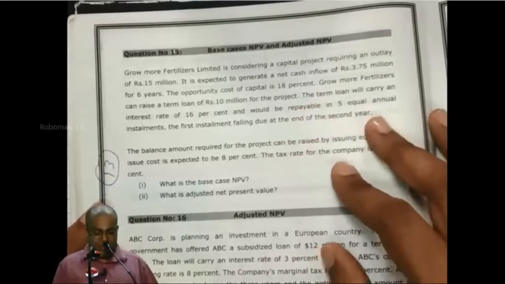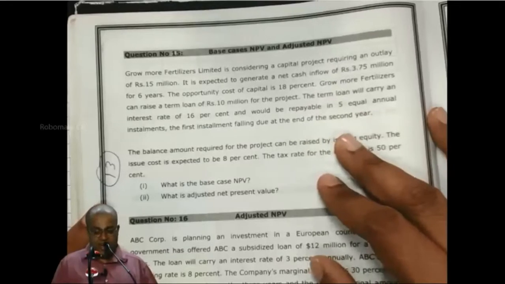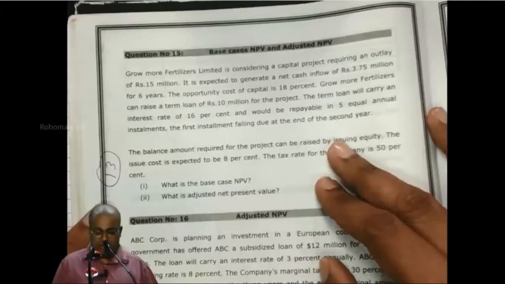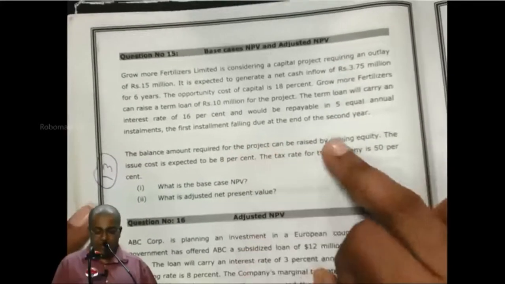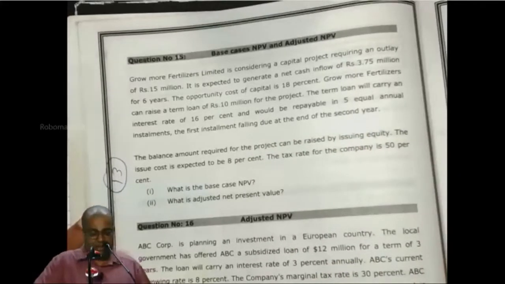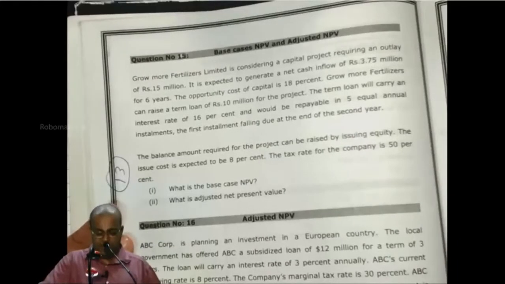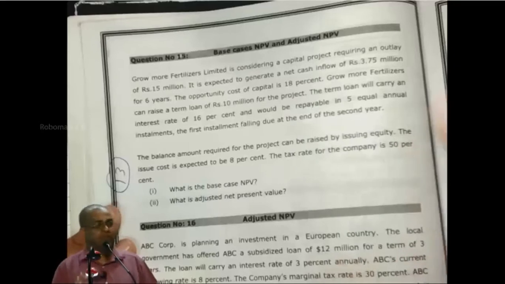Grow more fertilizers can raise a term loan of 10 million for the project. The term loan will carry an interest rate of 16% and would be repayable in 5 equal annual installments, the first installment falling due at the end of the second year. The balance amount required for the project can be raised by issuing equity. The issue cost is expected to be 8%. The tax rate for the company is 50%. What is the base case NPV? What is the adjusted net present value? That's the question that has been asked.